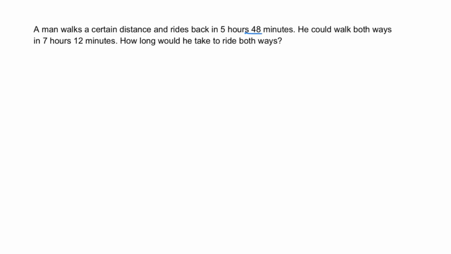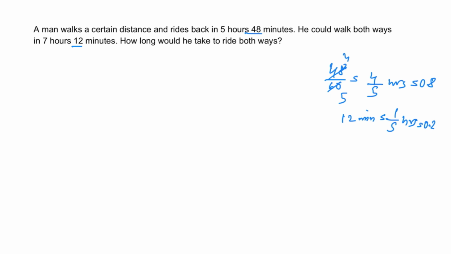So we will convert this 48 minutes and 12 minutes into hours. So 48 minutes will be 4 by 5 hour, 12 minutes will be 1 by 5 hour. Okay, let's convert them into decimal as well. It will be 0.8, it will be 0.2.